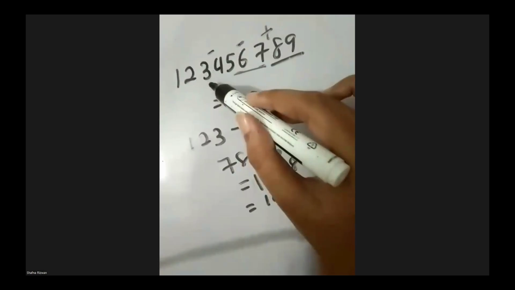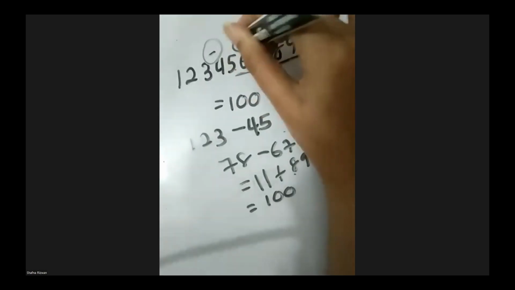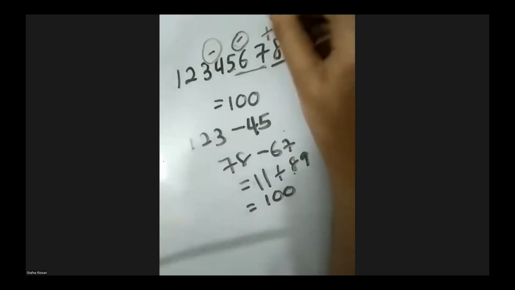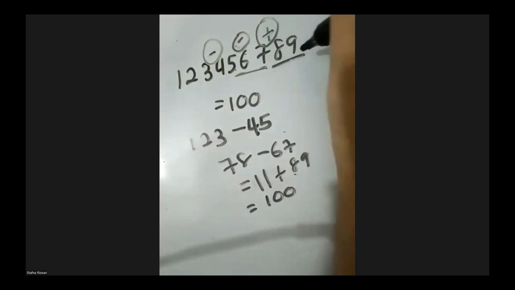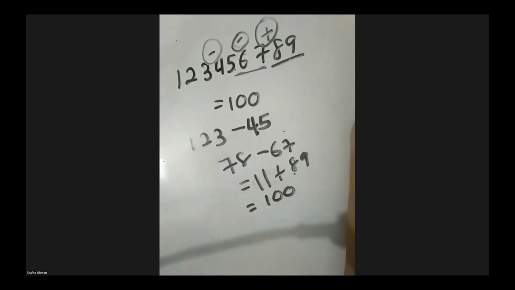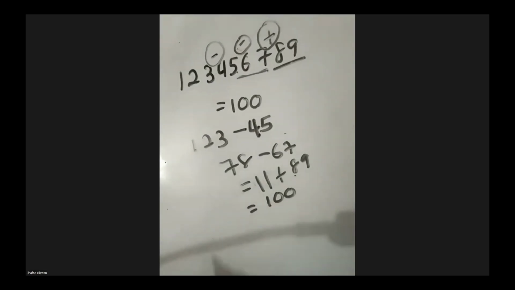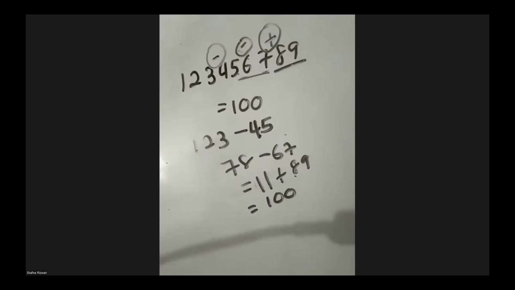So where should you put the two subtraction signs? Here: 123 minus 45 minus 67 plus 89. Here you have to put 2 minus signs, and here you have to put 1 addition. That's how you will get the answer. Did you understand? Because we got the answer 100. Okay, did you all understand?